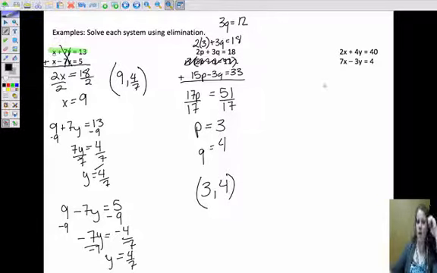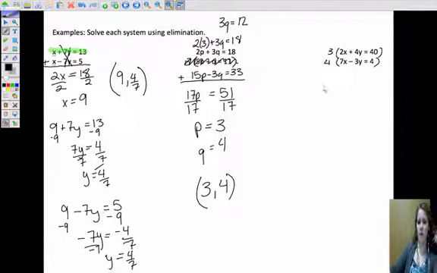Over here, again, we have a plus and a minus, so we can get rid of the y's, but we have 3 or 4 and then we have 3. So we're going to actually have to get these to the same thing. The same thing would be getting them to 12. To get them to 12, we're going to take this equation times 3, and this equation times 4.